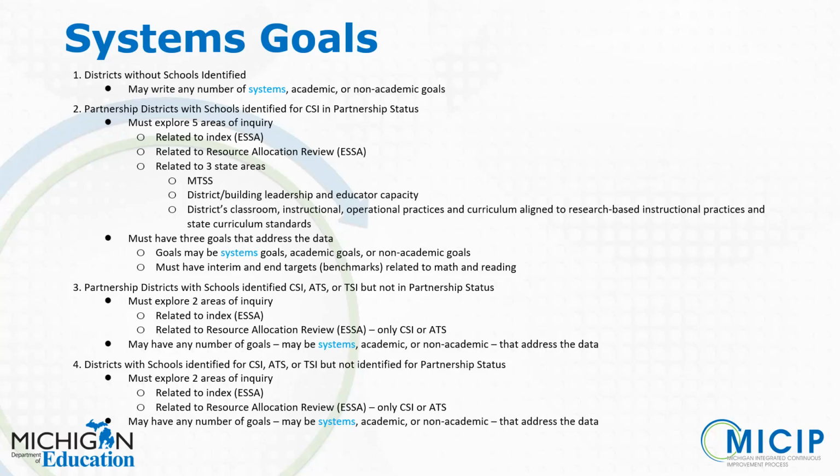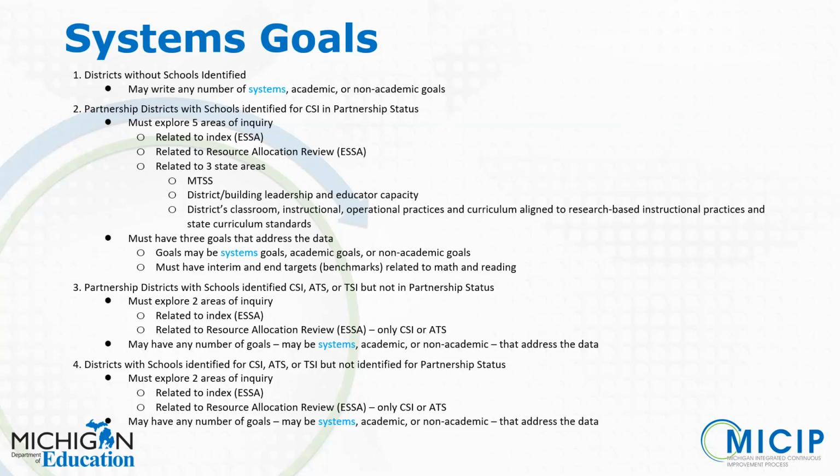Thirdly, partnership districts with schools identified for CSI, ATS, or TSI, but not in partnership status. These are districts that have schools not in partnership status as well as those in partnership status. Those schools not in partnership status must explore the 2 areas of inquiry indicated on the slide, but may have any number of goals, systems, academic, or non-academic, that address their data.